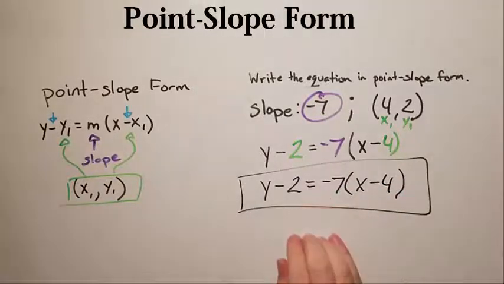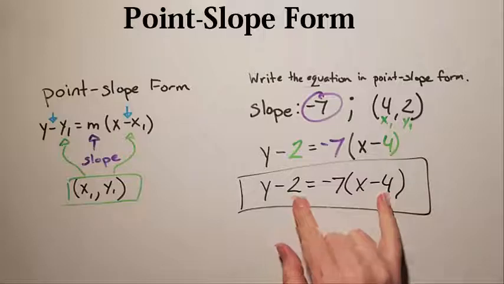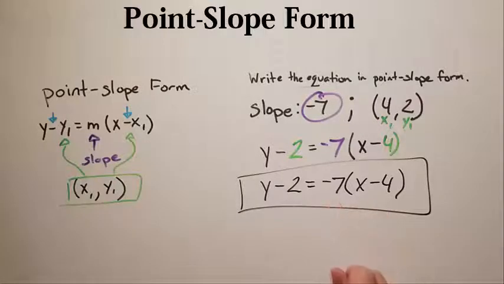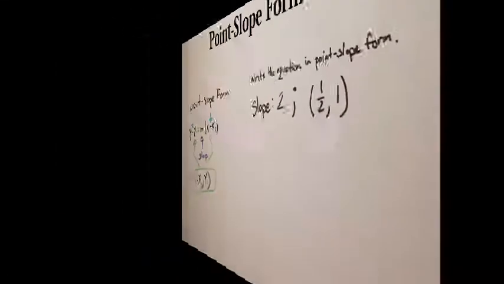So the purpose of point-slope form is where you can still identify the point and it can still identify the slope. Do not simplify this any further down. We're not going to distribute anything into the parentheses. I need to see the point and I need to see the slope.